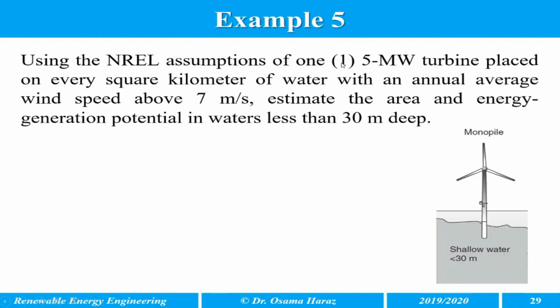Using the NREL assumptions of a 5 megawatt turbine placed on every square kilometer of water with an annual average wind speed above 7 meters per second, estimate the area and the energy generation potential in water less than 30 meters deep. So we have this turbine offshore producing 5 megawatts with average wind speed 7, and we need to calculate the area and the energy potential for this type of turbine. It's called a monopile, installed in shallow water with depths less than 30 meters.